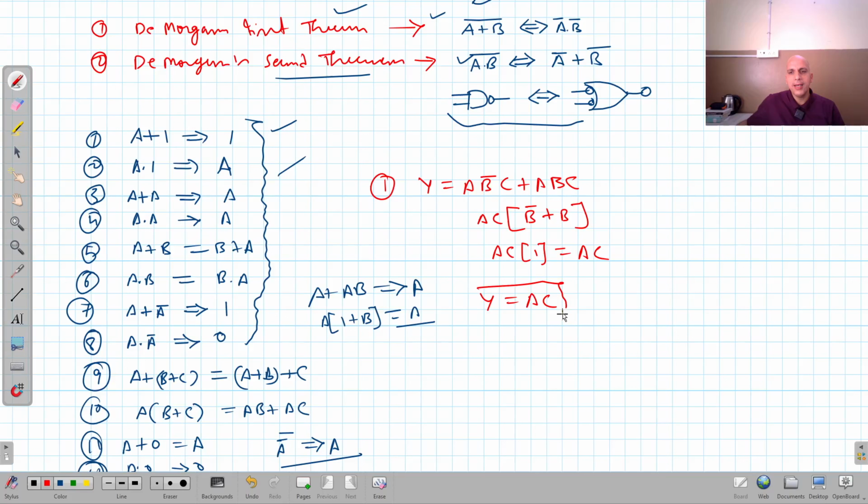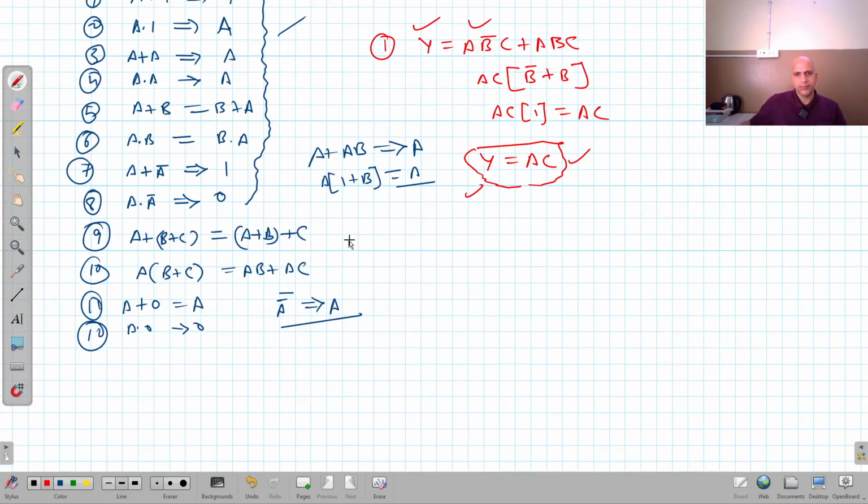So what do I need? I need only an AND gate, right? Otherwise, if you look at this, you need 2 AND gates plus an OR gate. So only one AND gate is needed, and that is going to solve the purpose of this equation. This is how this equation is simplified. I am taking one more example.